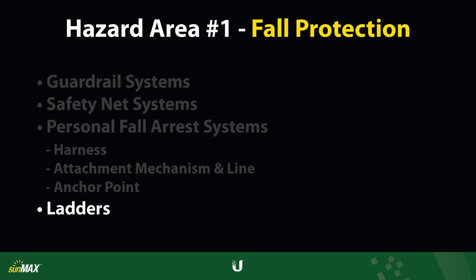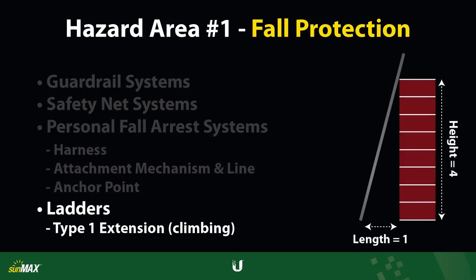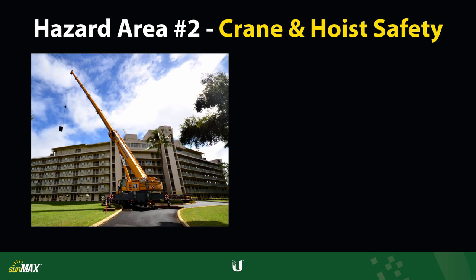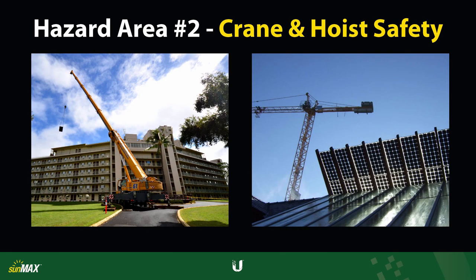While useful, ladders must only be used for their express purpose. A Type 1 extension ladder is appropriate for climbing to job sites when placed at a 1:4 length to height ratio. However, these same ladders should never be used to carry equipment to customer rooftops and other high locations. This brings us to the next hazard area, which is crane and hoist safety. Only authorized, trained personnel should operate machinery to transport materials to solar job sites.